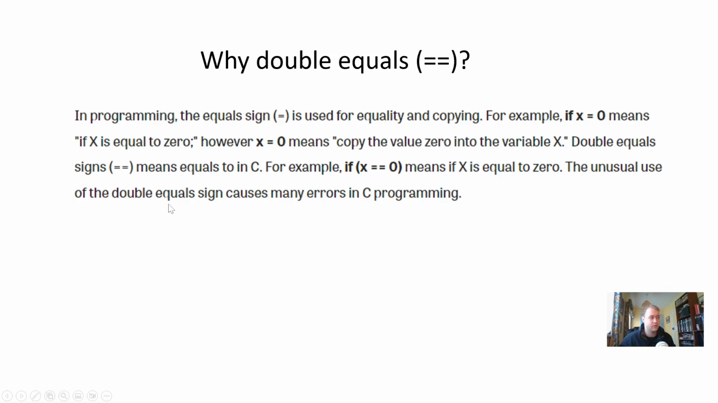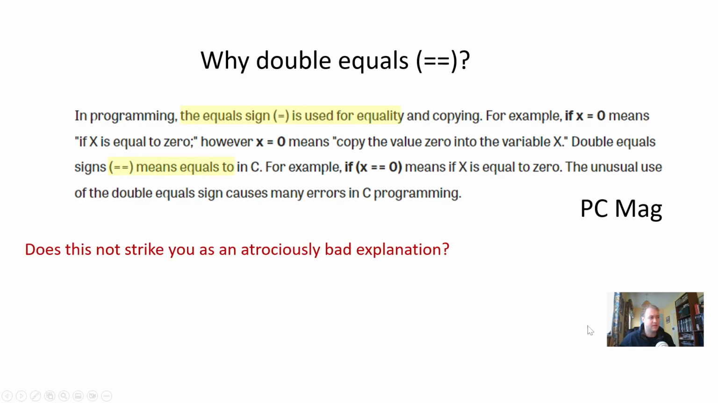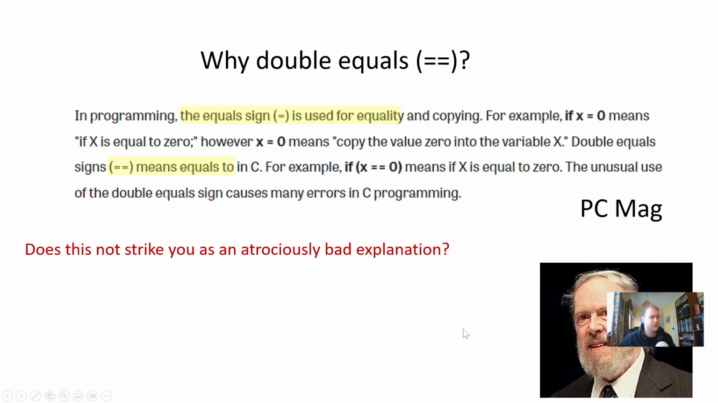And they say the unusual use causes many errors in C. I don't think so. That's from PC Mag. I don't think that's a very good explanation, because they say this here, if x equals 0 means if x is equal to 0, and then using the double equals sign here means x is equal to 0. So they've translated it into English, where the English is the same for each one. So I think that's a bad explanation.